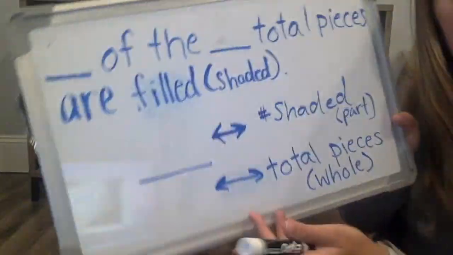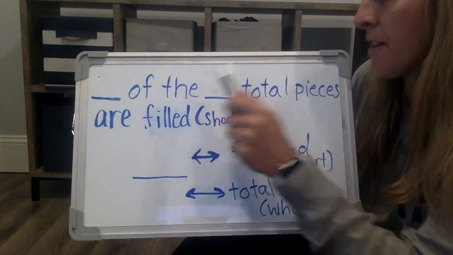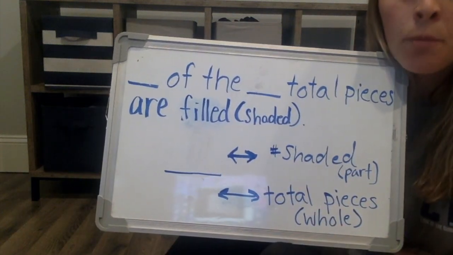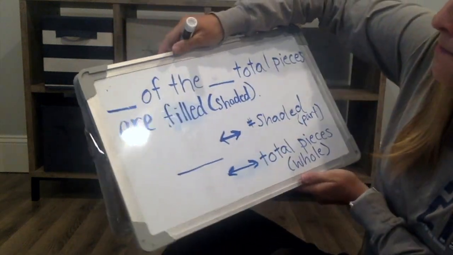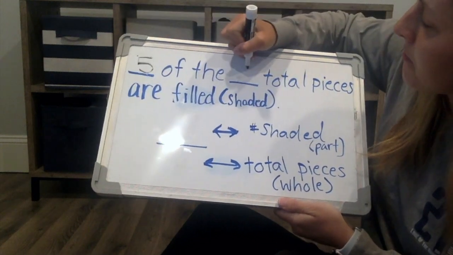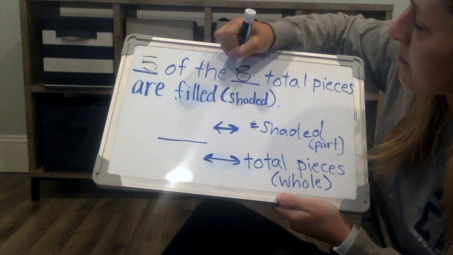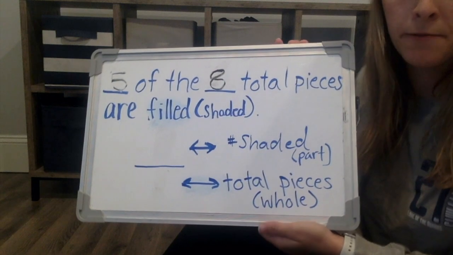Let's hop on over to our whiteboard so that we can finish our problem. Let's go! Whoa! Here we are with my whiteboard. We said that 5 of the total 8 pieces were shaded or filled. So let's go ahead and write that. Five of the total 8 pieces were shaded or filled.